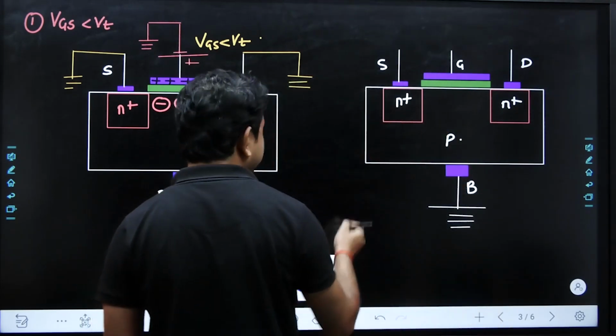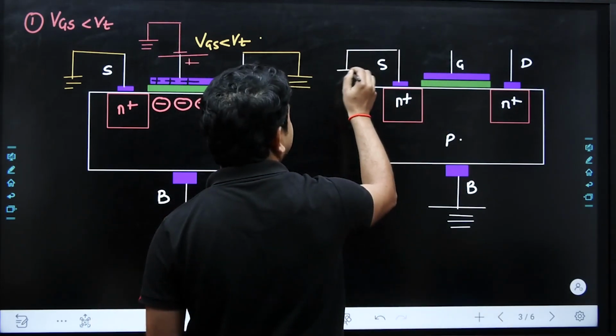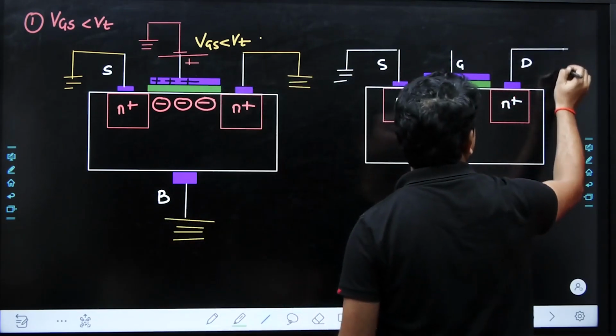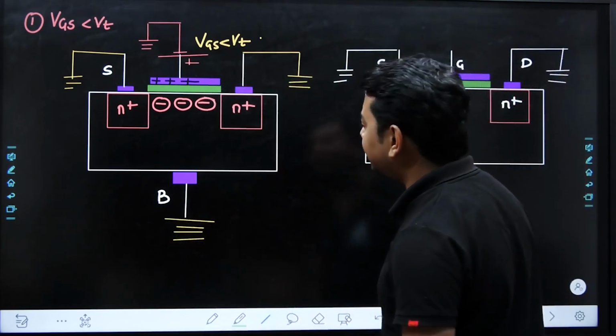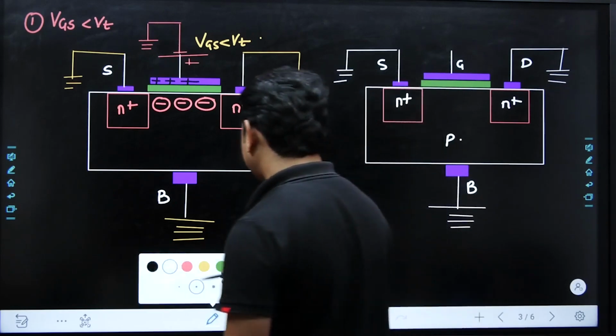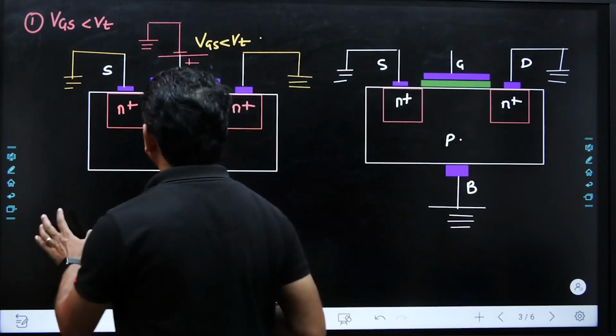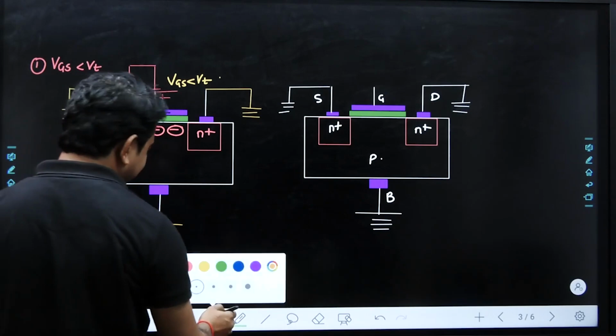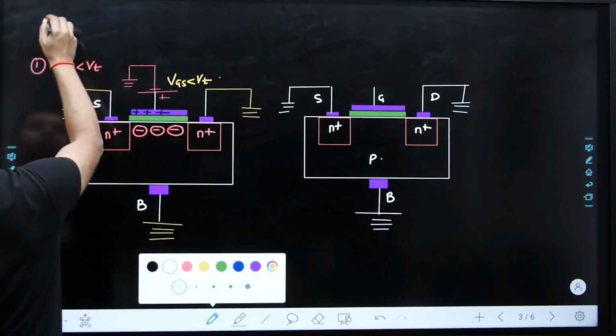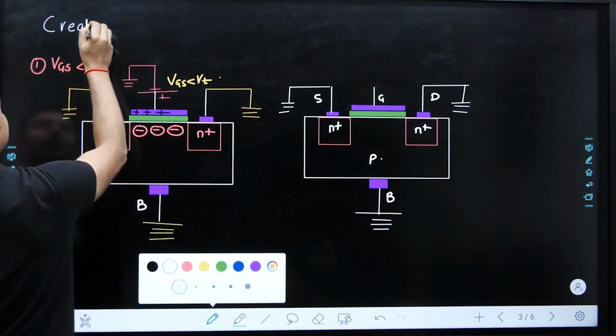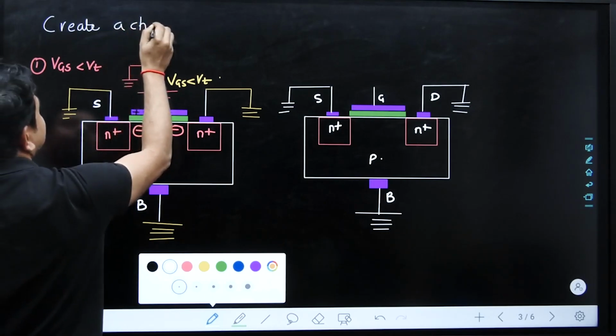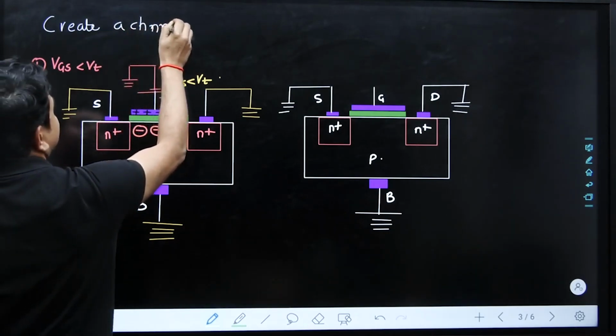Okay, so this source terminal is also grounded, and the drain terminal is also grounded, and we want to create a channel. So if you want to create a channel, under which particular classification is this? We are creating a channel. So this is the create-a-channel step.